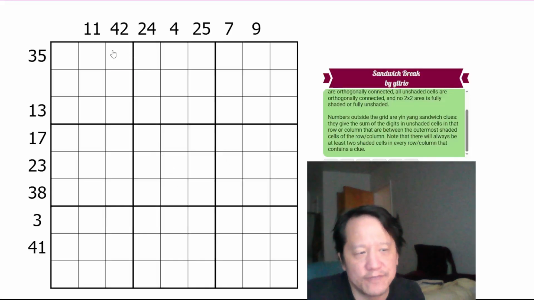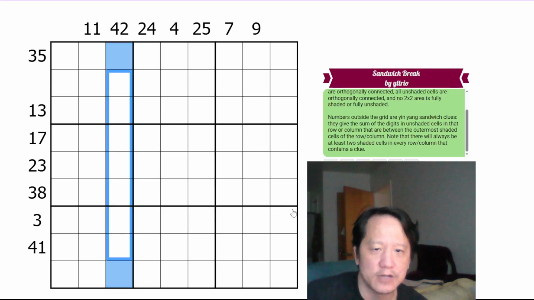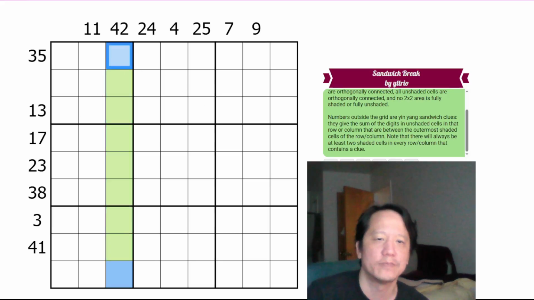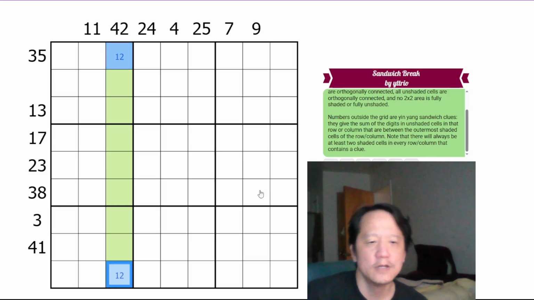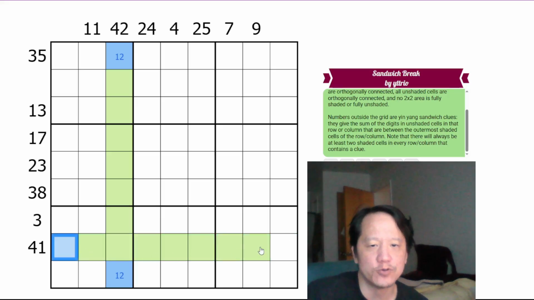Okay, to add up to 42, and since two cells are shaded, that would mean the rest must be unshaded. So these are guaranteed to be unshaded, and this has to be a 1-2 pair here. Same with row 8. To add up to 41, that means you're missing two cells. These have to both be blue, and it has to be 1 and 3.